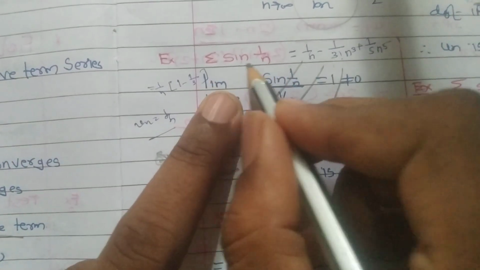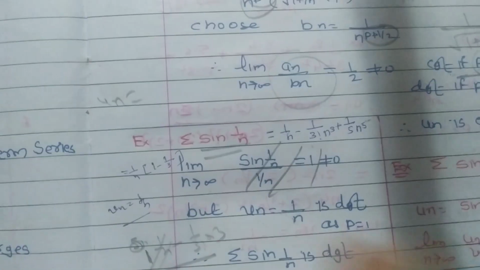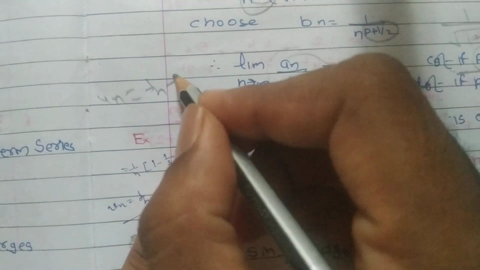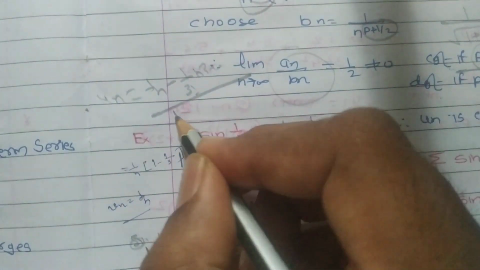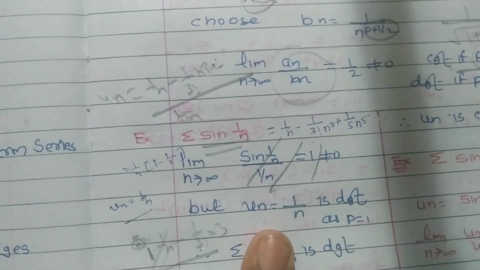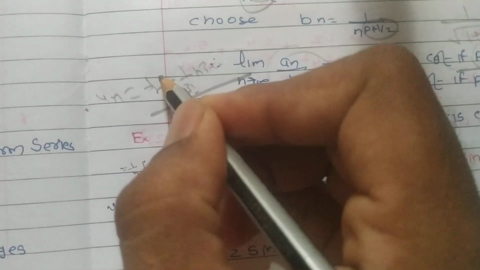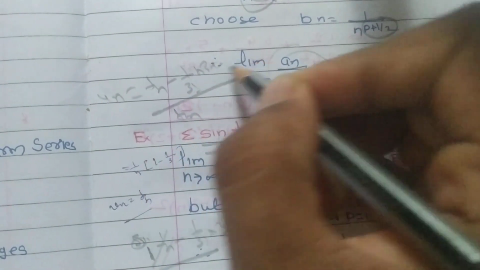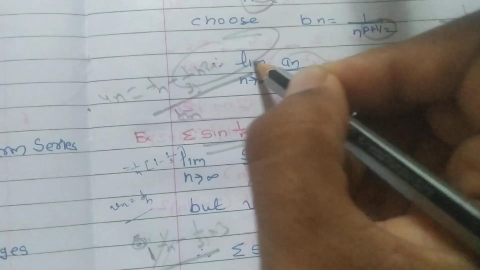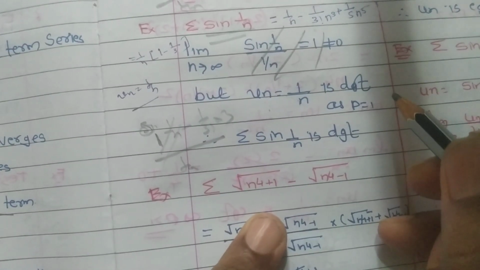Here un is 1 upon n minus 1 upon 3 factorial n cube and so on, and vn is 1 upon n. Why choose 1 upon n? Because it is the lowest degree. The numerator becomes 1, and the remaining terms in the denominator go to 0. If you apply the limit, the result is 1.